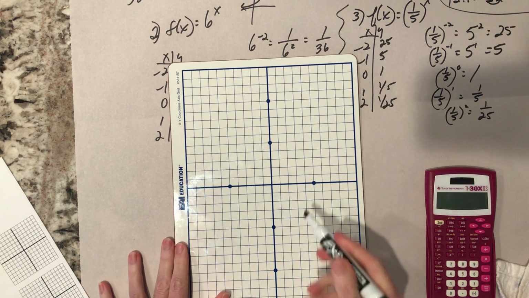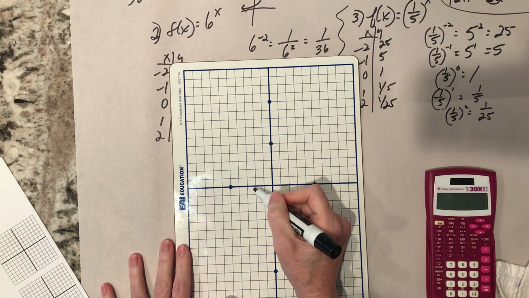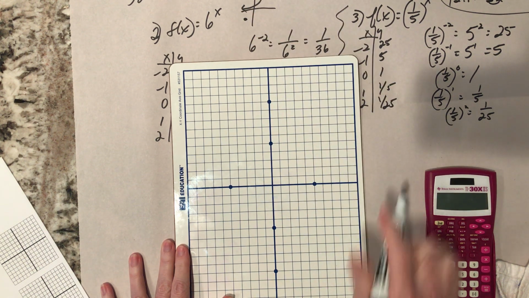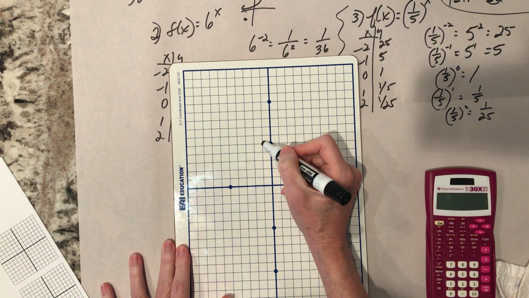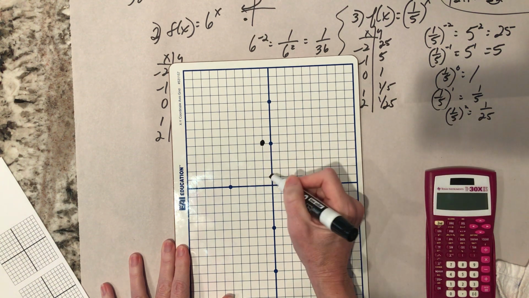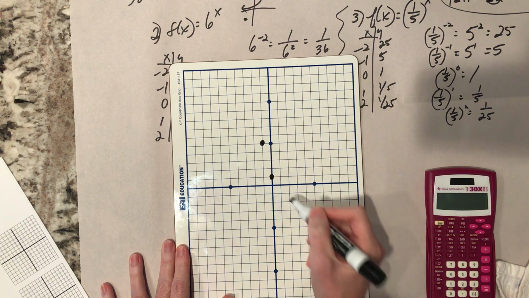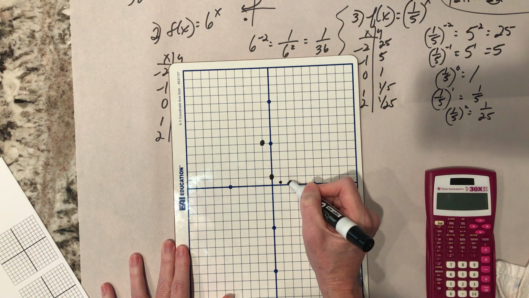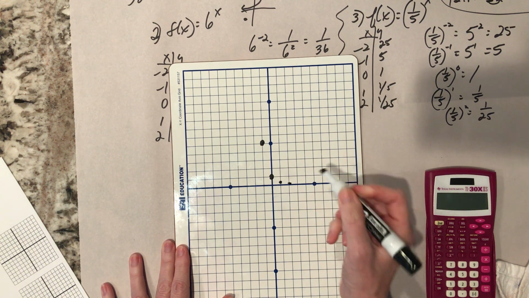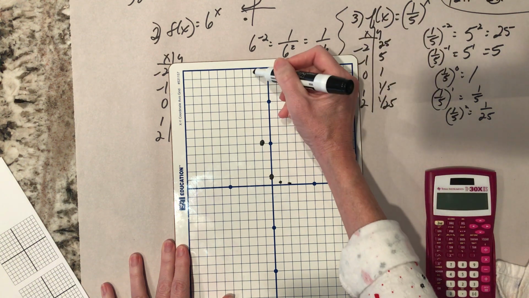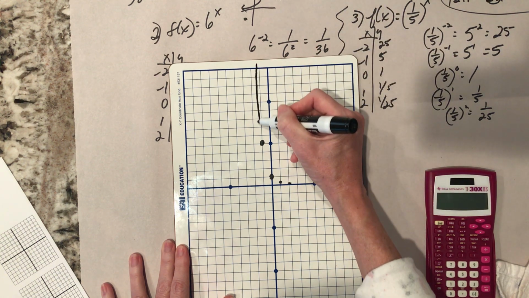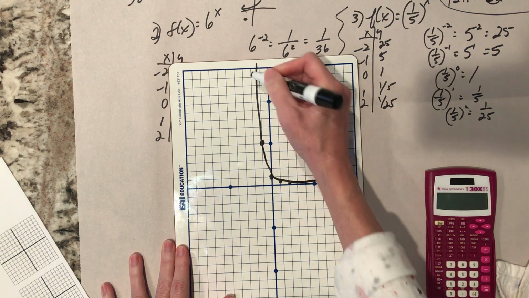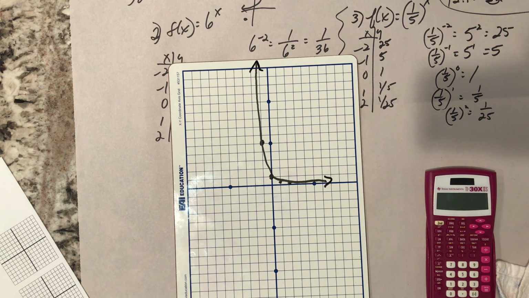Let's see. -2, 25 is our first point. -2 and 25 is way up there, even taller than that, of course. -1, 5 is right here. 0, 1. 1, 1/5. And 2, 1/25. So just this idea right here, screaming up high here, coming in, and coming along that horizontal asymptote. So that's the graph you're looking for.